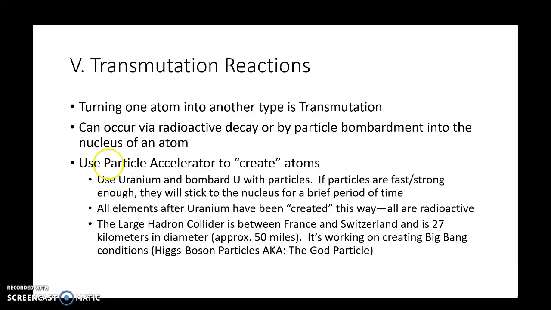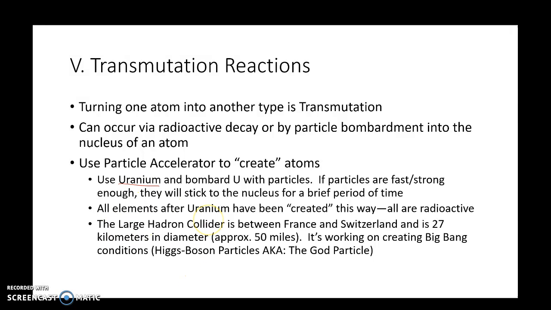So they will use what's called a particle accelerator to do this. Again, they use uranium because uranium on the periodic table is the last kind of stable element. It's the last natural element. Anything after element 92, uranium, is going to be a man-made atom. It's not something that occurs naturally.